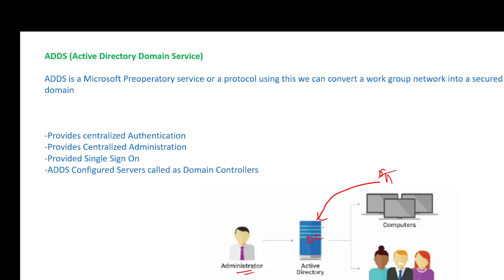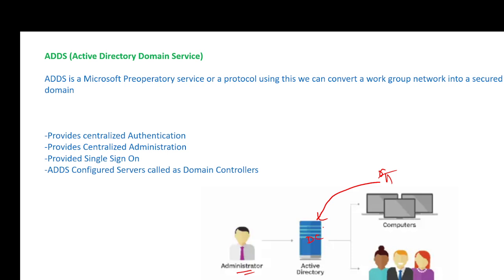Then centralized administration. I was just telling you, if you want to change a wallpaper in the workgroup environment, you need to go to each and every computer. Imagine there are 100 computers. For one computer, even if it takes 4 to 5 minutes, you need at least 400 to 500 minutes for completing this work in all the 100 computers.